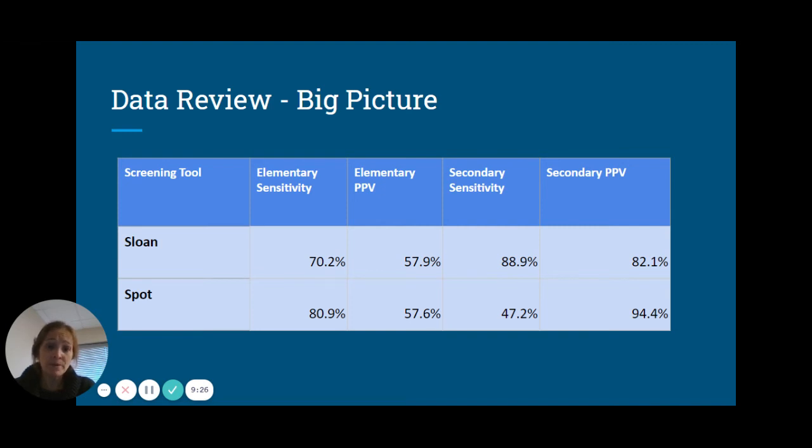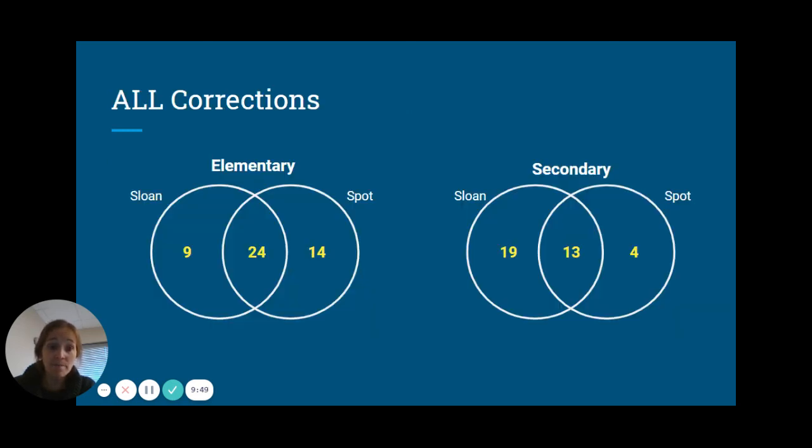So this table includes both the sensitivity and the positive predictive value for each screening tool at each level. If you were looking at these percentages, you might be tempted to argue that we should consider the time and resources required to administer the Sloan versus the spot. And it might seem reasonable to say that we could replace the Sloan with the spot at the elementary level, where it catches more kids than the Sloan and has almost the same positive predictive value.